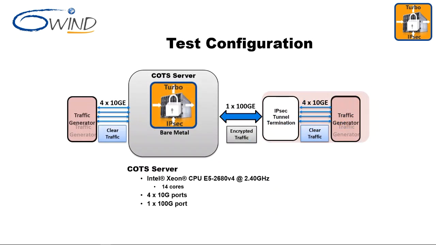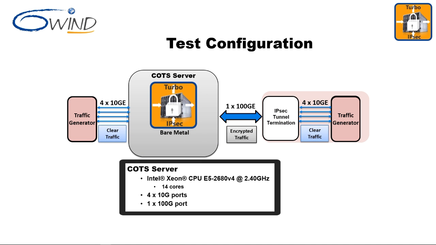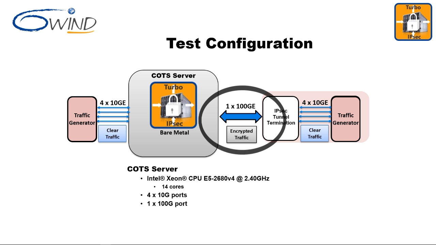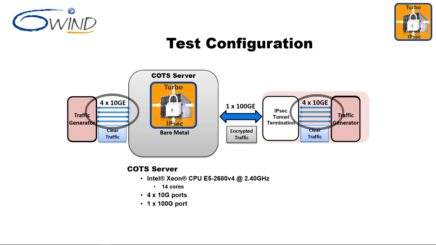The demo test configuration comprises an Intel x86 commercial off-the-shelf server with 14 cores, 4 10 gigabit Ethernet ports, and a single 100 gigabit Ethernet port. The 100 gigabit Ethernet link carries all encrypted traffic. The server is used for both bare metal and virtual tests. A traffic generator supplies the traffic across 8 10 gigabit Ethernet ports. The IPsec tunnel termination device also acts as a media converter.